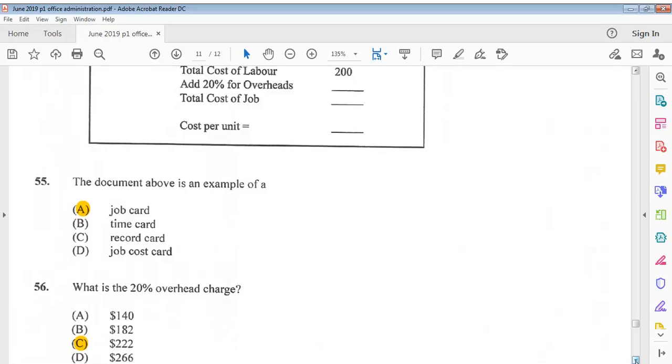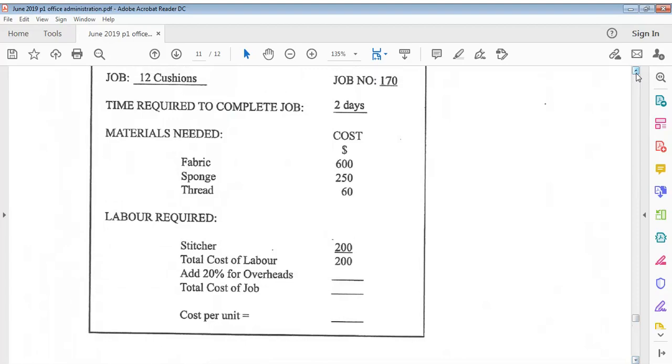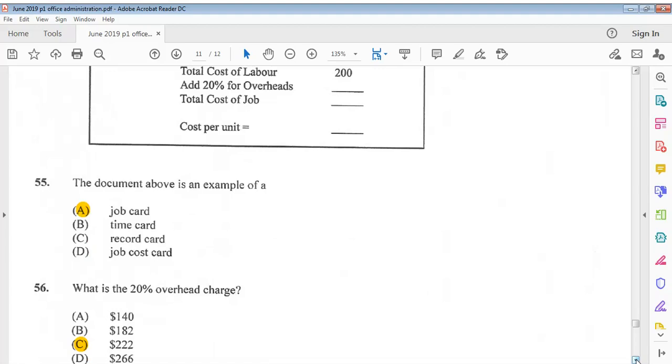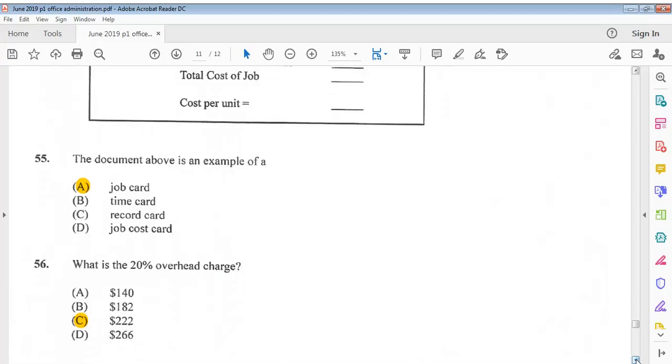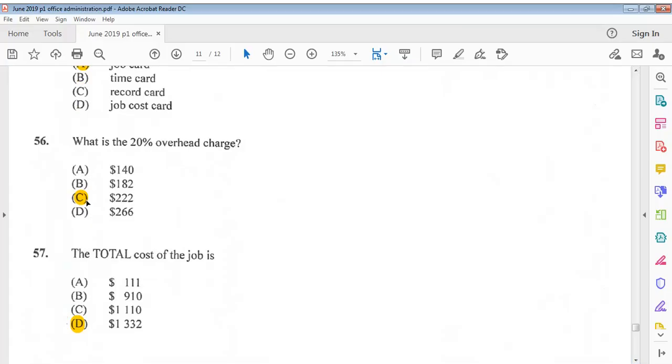Now it says, what is the 20% overhead charge? Okay, let's go back. So we notice the fabric is $600, the sponge is $250, the thread is $60, and we have the stitcher, which is $200. When you add all of that together, you get 1,110. Now you are going to find 20% of that. So 1,110 multiplied by 20%, you are going to get $222. So your answer is C.